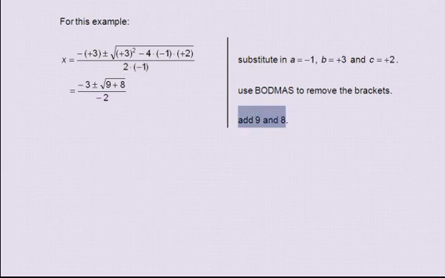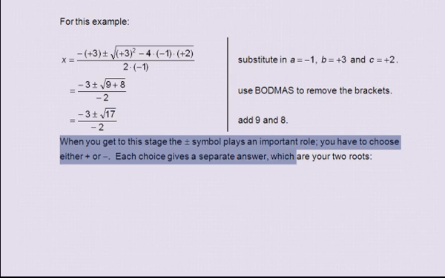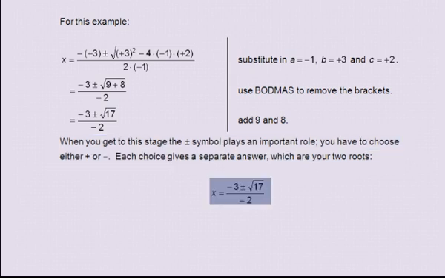Finally, add 9 and 8 to give 17 underneath the square root sign. When you get to this stage, the plus minus symbol plays an important role. You have to choose either plus or minus. Each choice gives a separate answer, which are your two roots. At the moment, x equals minus 3 plus or minus the square root of 17, all divided by minus 2.